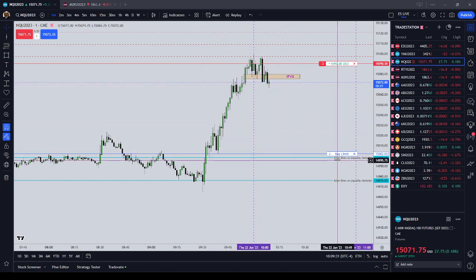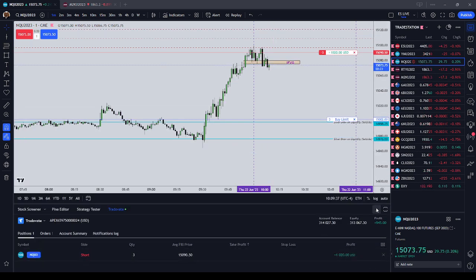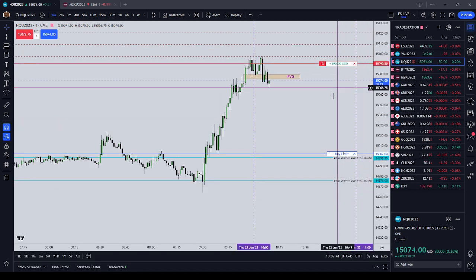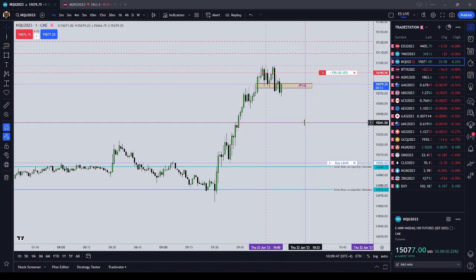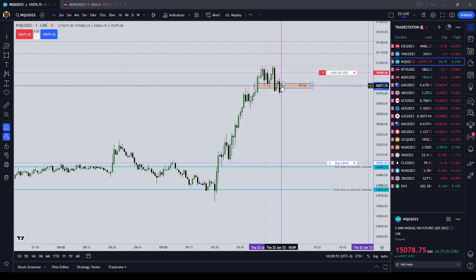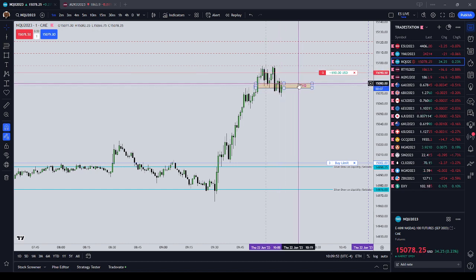Now, I'm not going to try and get that full amount because I don't need to. I'll pass my Apex account at 6K if this position gets to 6K, which I'm pretty sure my buy limit would get me there. Okay, so it is. Let's see if it wants to respect this inverted fair value gap now.